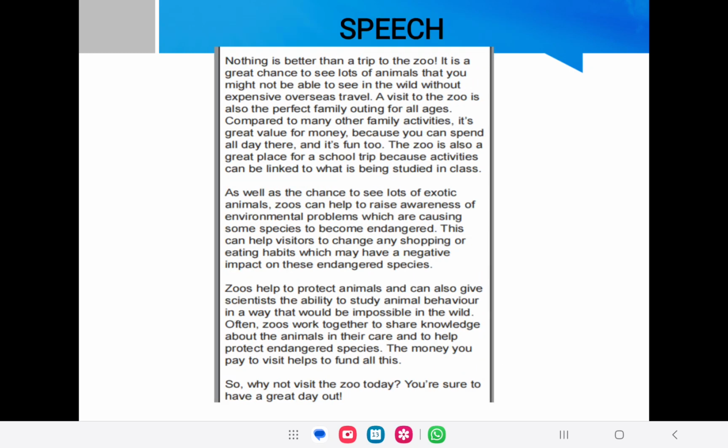Sometimes students, what they do, see a line like "nothing is better than a trip to the zoo. It is a great chance to see lots of animals that you might not be able to see in the world," so they think that they have to comment on this given text. This is not the case. You will just take out points in your favor or against the topic that is given.